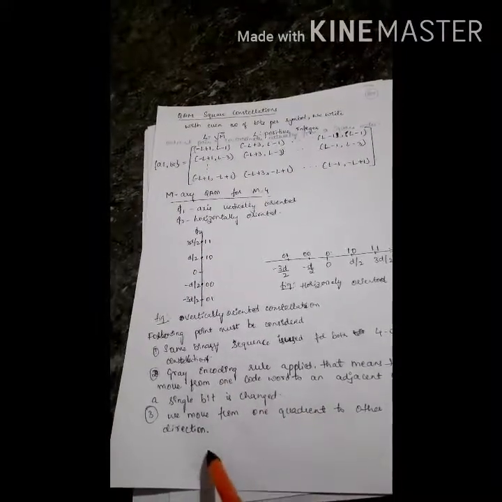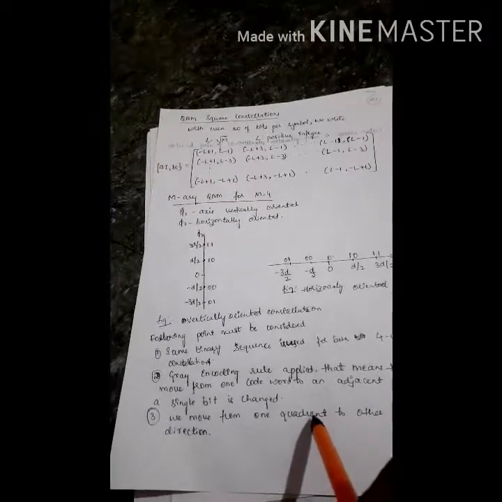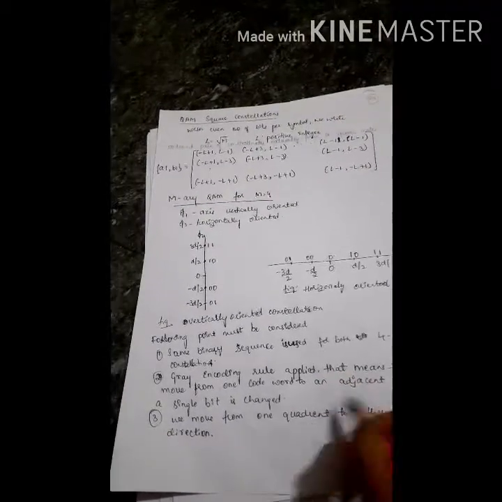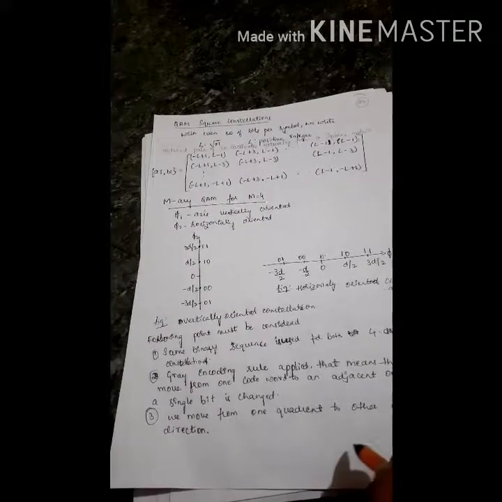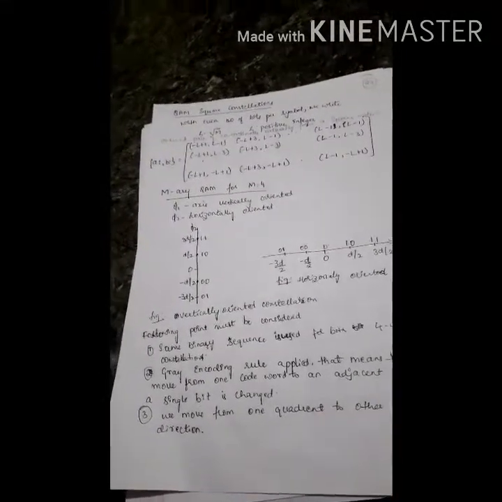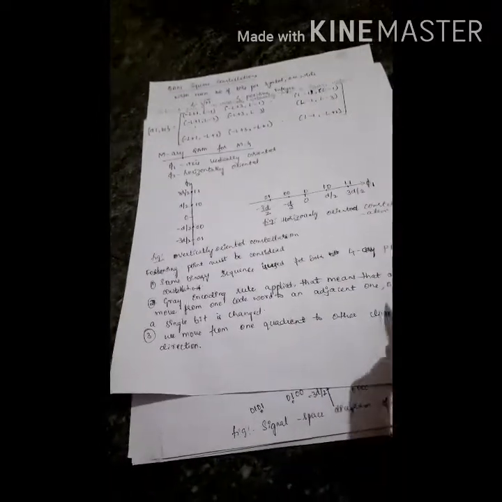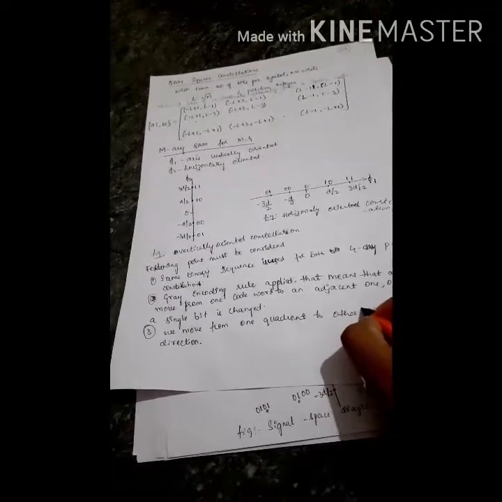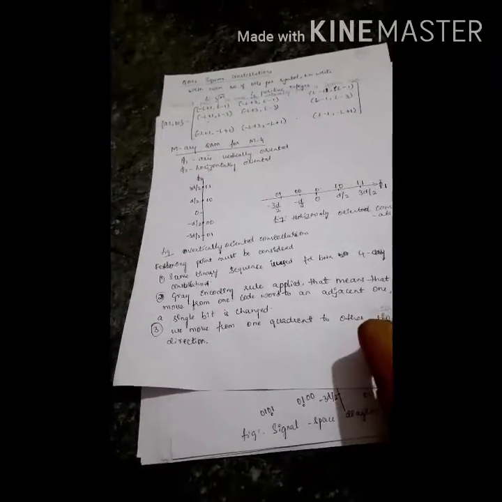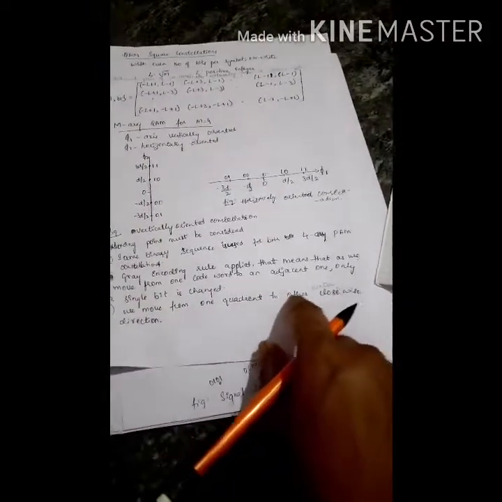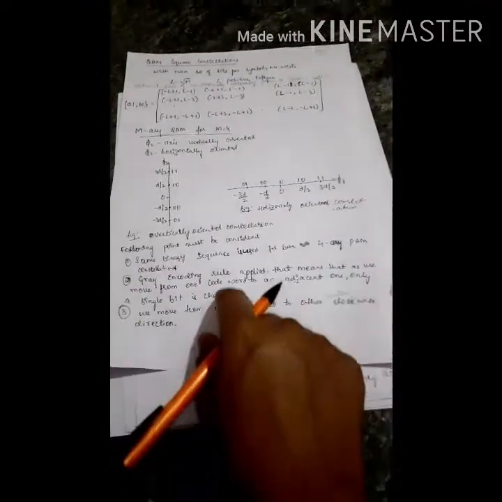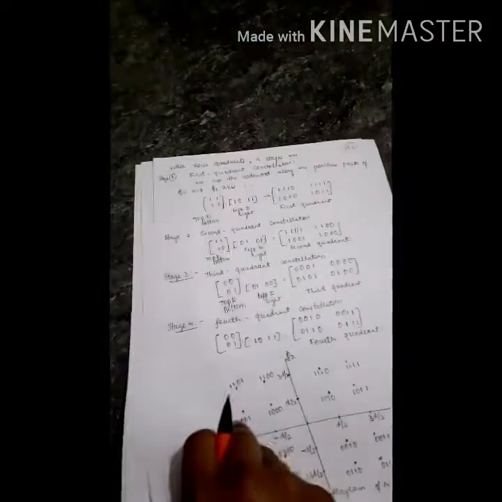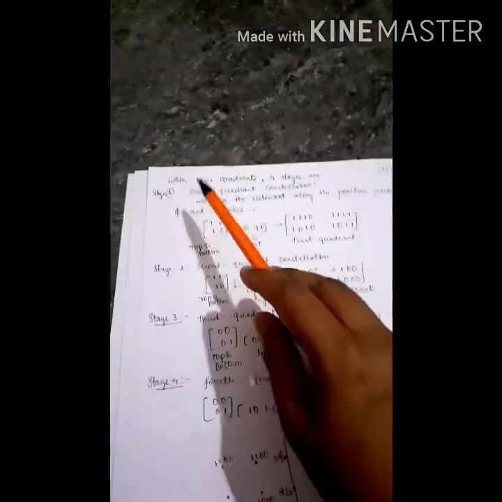And next, in constructing the 4-ary M-ary constellation, we move from one quadrant to the other in the clockwise direction. Here we move from one quadrant to the other in the counterclockwise direction. Here we are moving in the counterclockwise direction, and next we consider it with 4 coordinates. The 4 stages are given by the first quadrant.